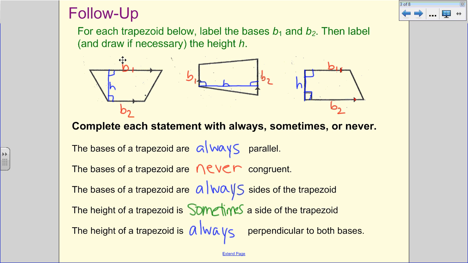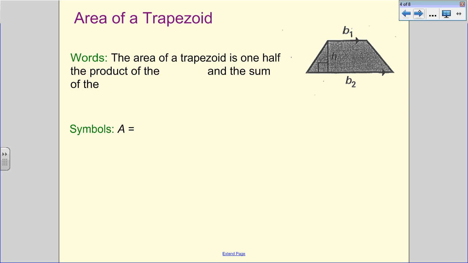All right, now we're going to take a look at the area formula. We did a little bit with this in class, so we should be familiar with it. It says the area of a trapezoid is 1/2. That means we're using two trapezoids to make some other shape. It's 1/2 the product of the height.